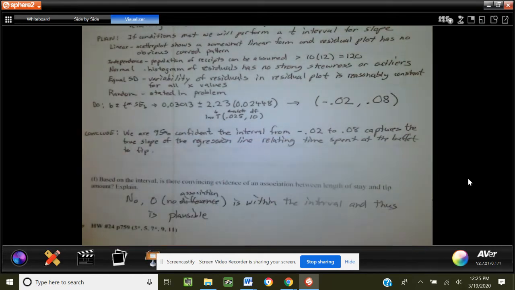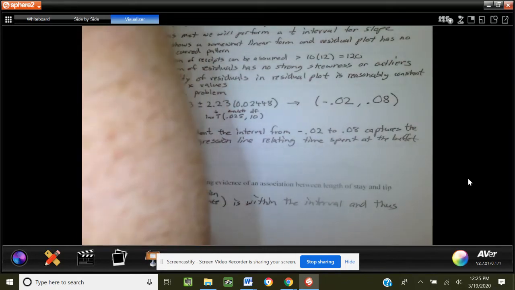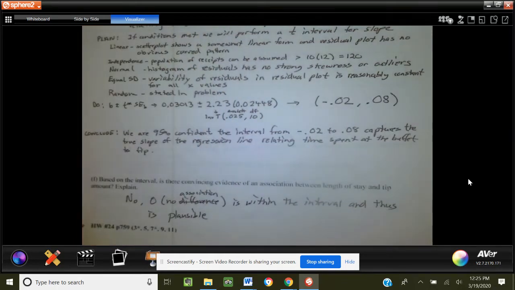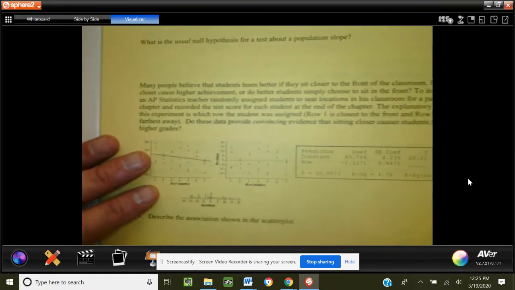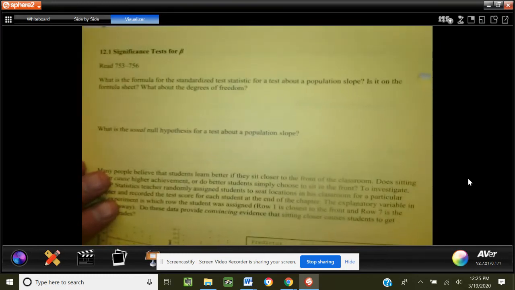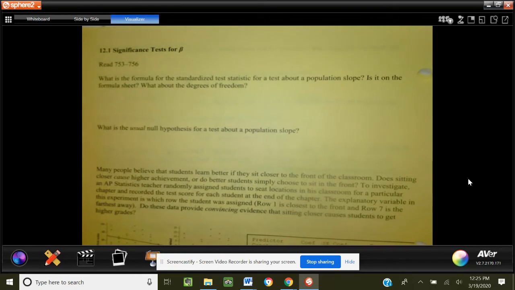All right, awesome. Okay, so let's move on. That is a confidence interval. What about a significance test? All right. How do we do a significance test for slope?